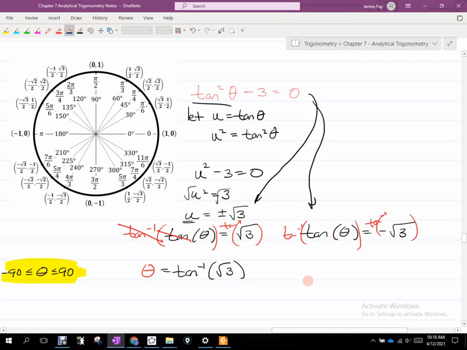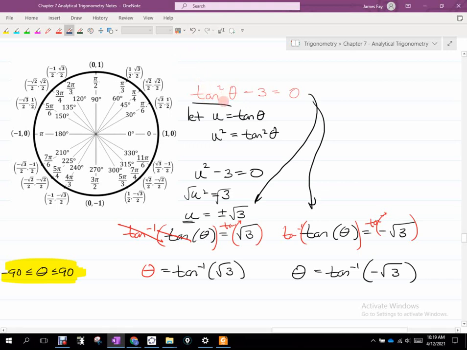Same thing here on the right-hand side when we take the tangent inverse of negative radical 3. Is everybody okay with that? We now have kind of the implied solution for theta. But that's not in the notation that we're interested in.